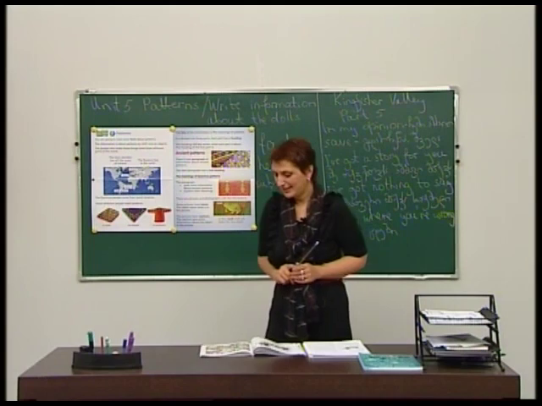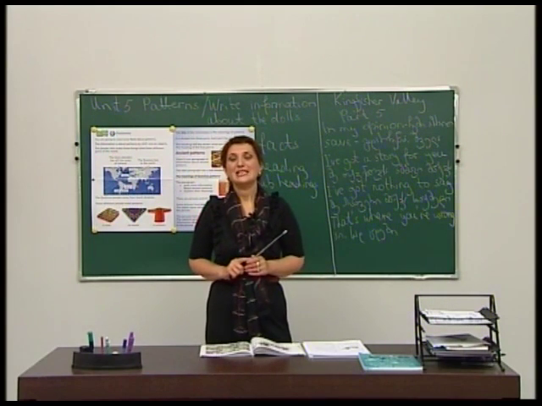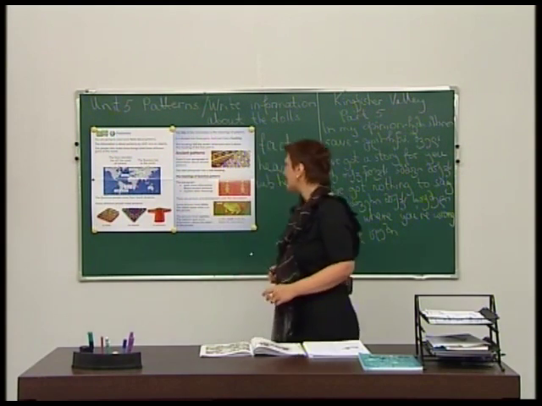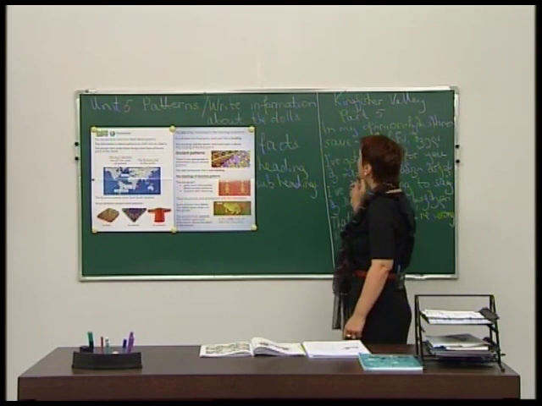And let us look at the next one. Here we have page 65. It is Kingfisher Valley, part 5.